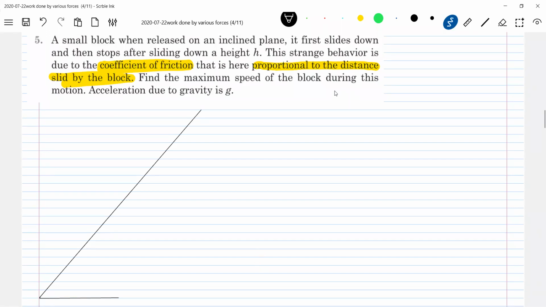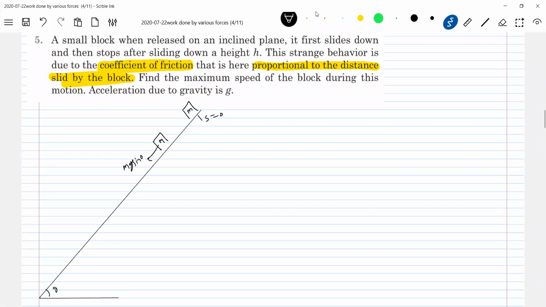Call this theta. It is released from rest, at S equal to 0. So what are the forces that will be acting? Mg sin theta down the incline.